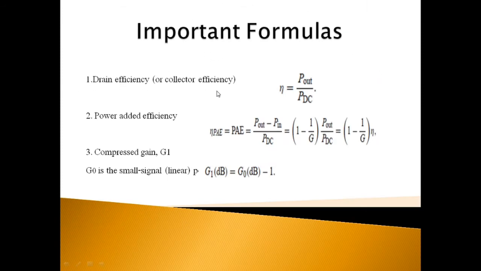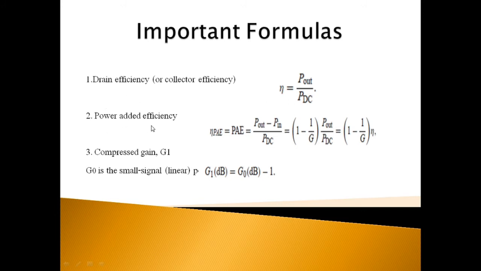First one is the drain efficiency or collector efficiency. Why does this provide drain and collector? If you are utilizing a FET device, then drain efficiency. If you are utilizing a BJT, then collector efficiency. The formula is P out divided by PDC. P out represents output power, PDC represents DC input power given.